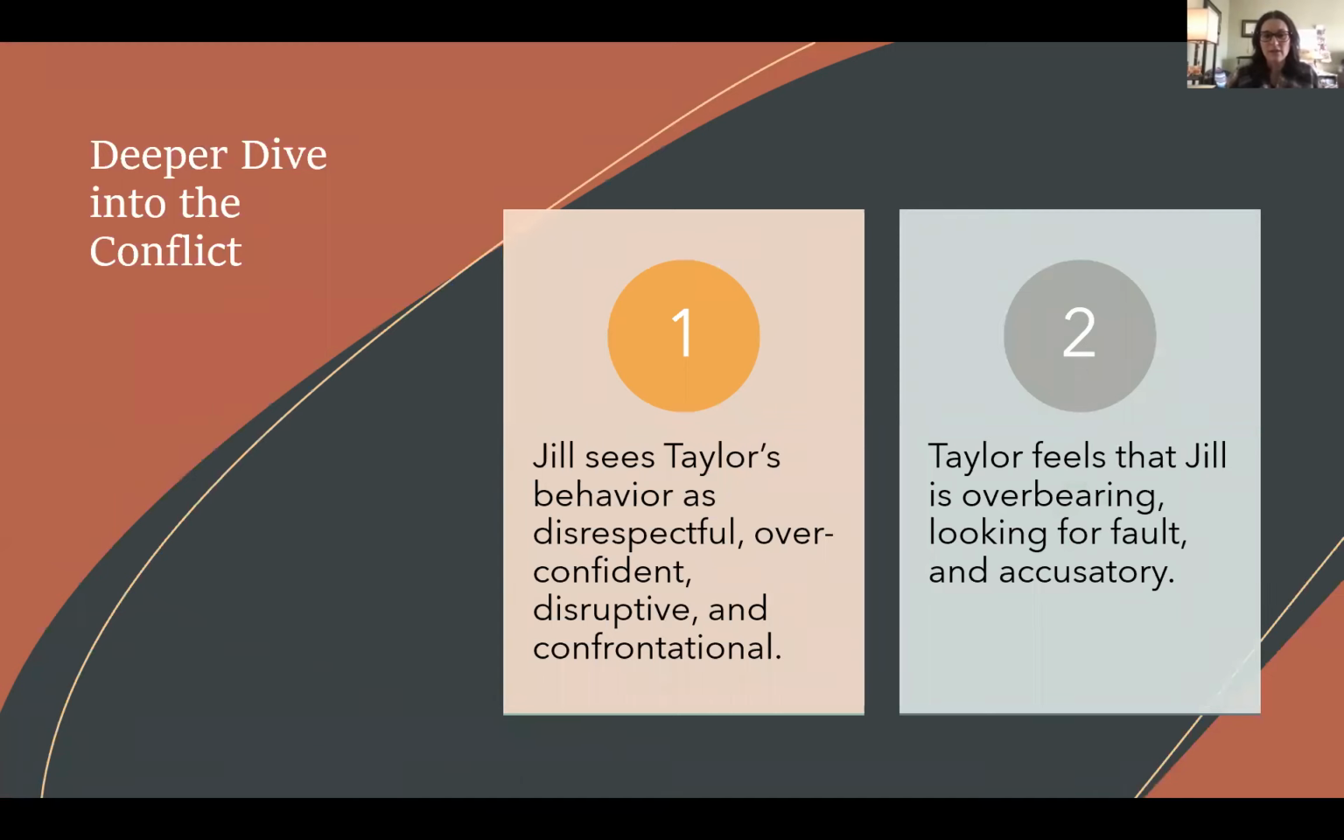The deeper dive into the conflict: Jill sees Taylor's behavior as disrespectful, overconfident, disruptive, and confrontational. Taylor feels that Jill is overbearing, looking for fault, and accusatory.